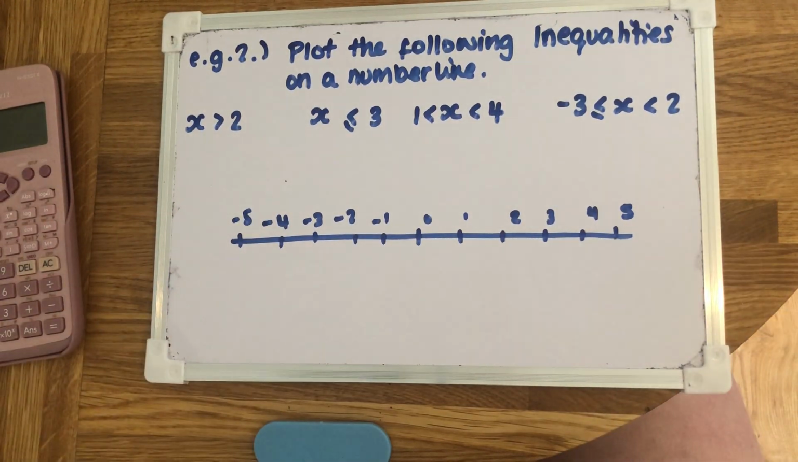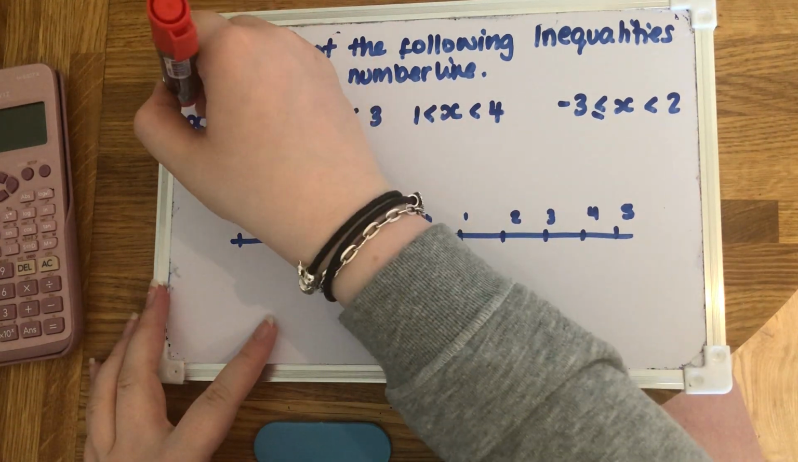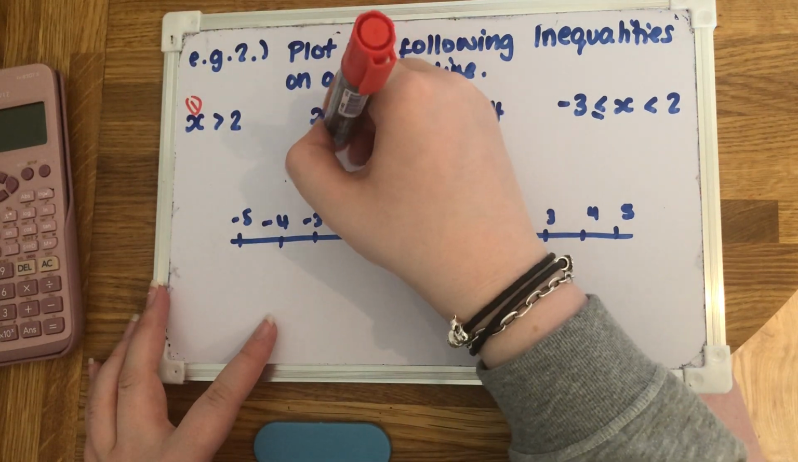Okay, the second thing that you're expected to do is also that we need to plot these on a number line. So sometimes these number lines are drawn for you, sometimes they're not. I've just drawn mine quickly because it makes it a little bit easier. So I'm going to label these just 1, 2, 3, 4.